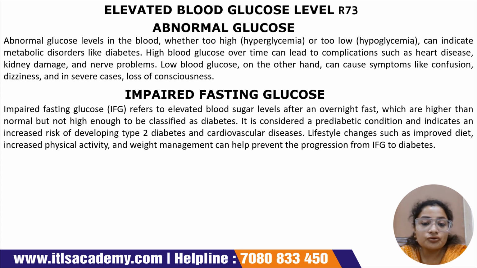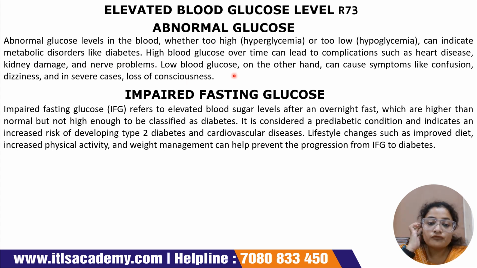Okay, moving on to the next important subcode that we need to talk about, that is R73, which corresponds to elevated blood glucose level. So under this, first we need to talk about abnormal glucose. So abnormal glucose can be of two types: if it is very high, we will call it abnormal, or if it is very low, we will also call it abnormal, isn't it? So if it's very high, then it will be known as hyperglycemia, and if it's very low, then it will be known as hypoglycemia. And this can indicate metabolic disorders like diabetes.